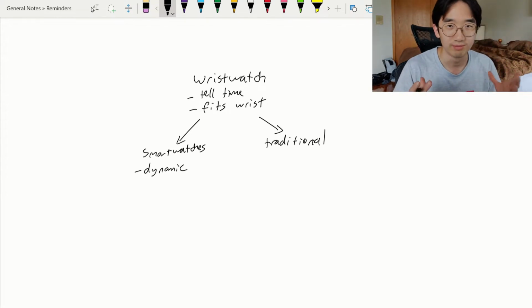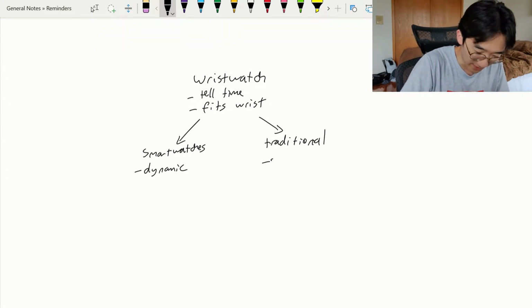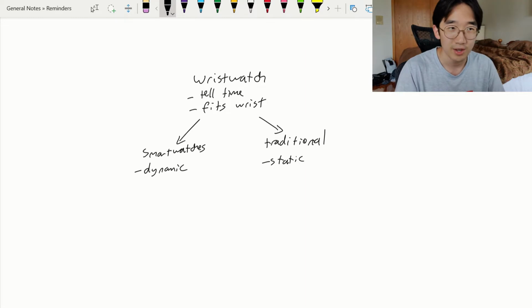But when we talk about traditional watches, they are more static, right? They have a certain function. Once they're assembled in the factory or at the watchmaker, their functions don't really change. So if you have a watch that tells the time and tells you the date, it's always going to do that. It really can't do any more than what it was designed to do.